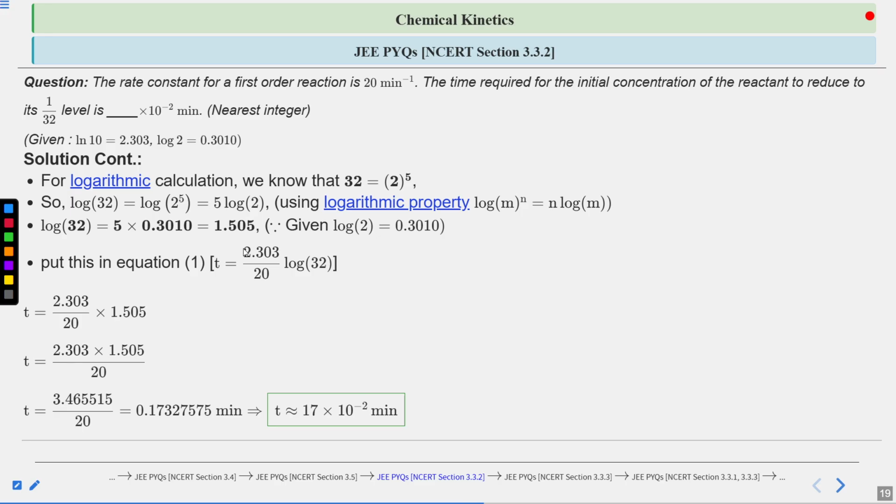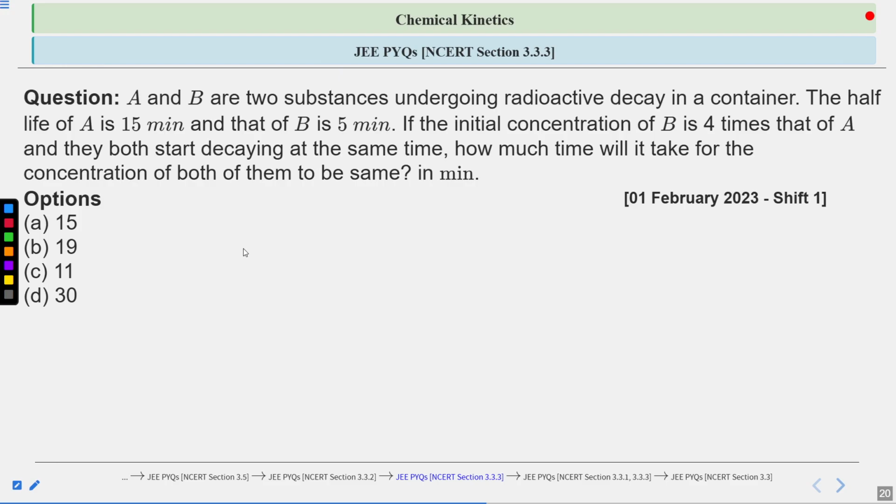Okay, let's move to our next question. This is a JEE PYQ, and this is covering the NCERT section 3.3.3. The question is saying that A and B are two substances which are undergoing radioactive decay in a container. Half-life of A is 15 minutes and that of B is 5 minutes. If the initial concentration of B is 4 times that of A and they both start decaying at the same time, how much time will it take for the concentration of both of them to be the same? You have to tell your answer in minutes.